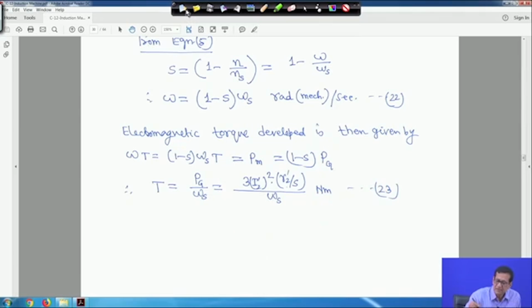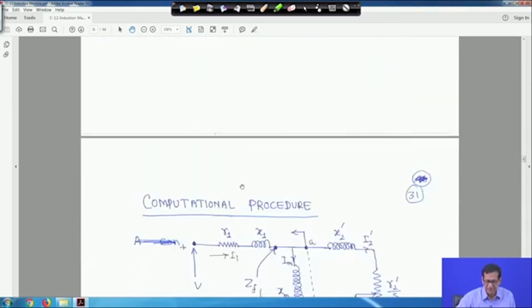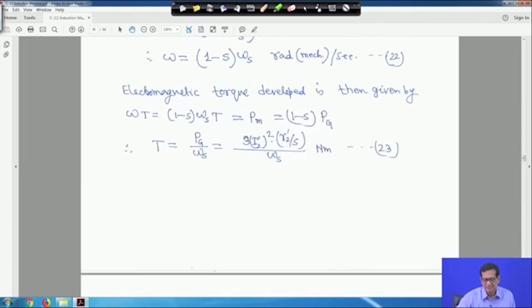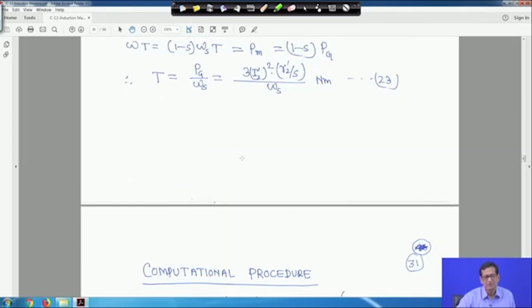So, let me clear it. That means my Pg is equal to 3 I2 dash square into R2 dash upon S, and T is this divided by omega S, in Newton meter. This is equation 23. Right. Now next is the computational procedure. So these are certain relationships you have to keep in your mind. If you have understood this, there is no need to keep it in mind. Easily you can make it.